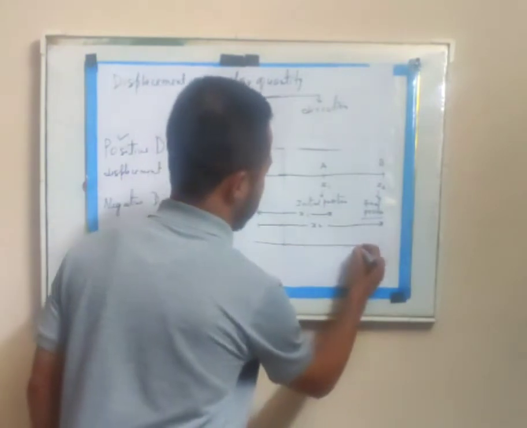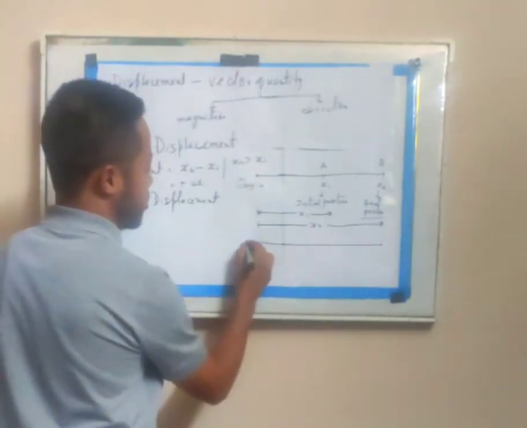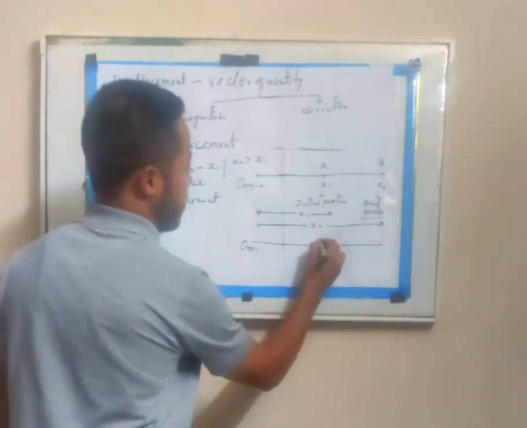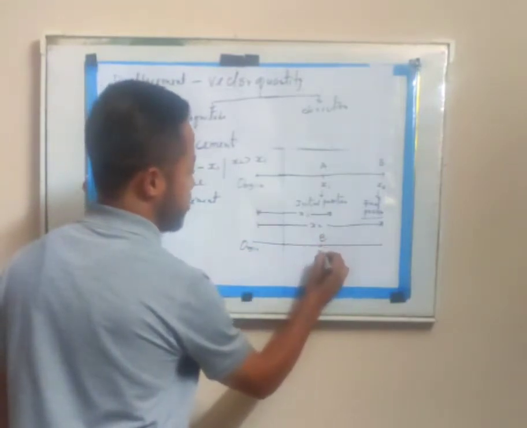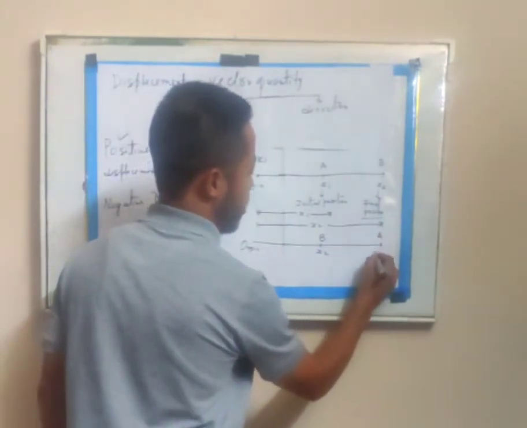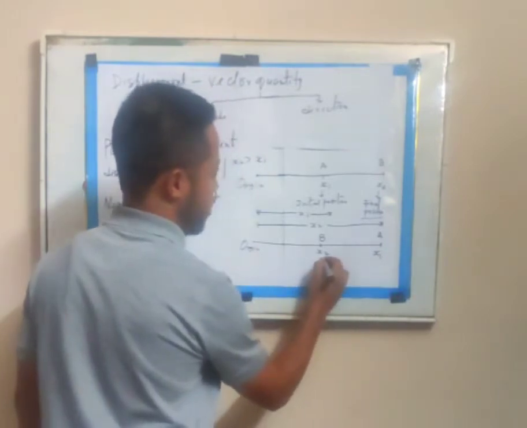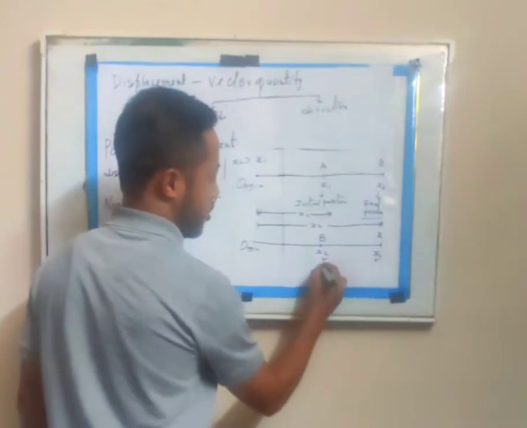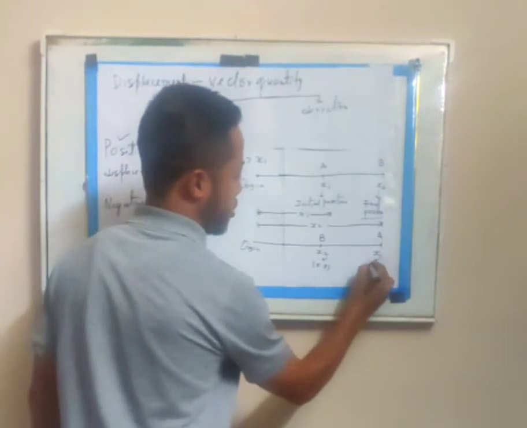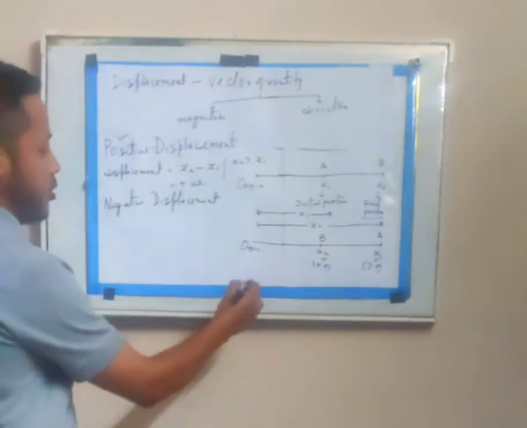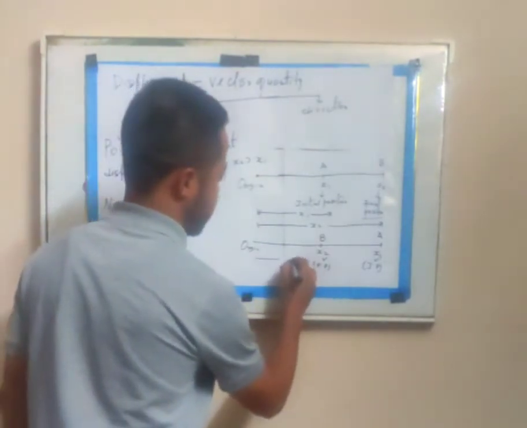Very similar to this. So again, here this is the origin. Let's see, O is the origin here. Let's say this is your B, this is x2, and this is A, this is your x1. So this is the final position. I'll just write here. This is your final position, and this is your initial position. Alright. So this is the distance.